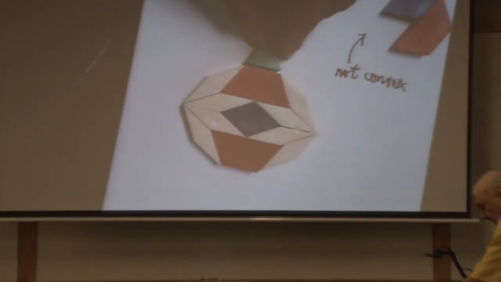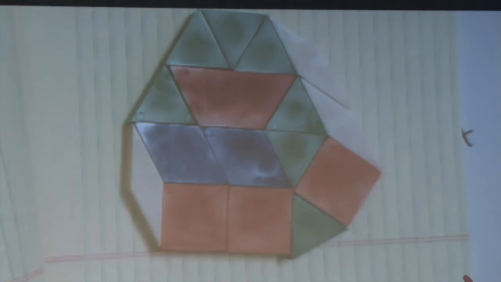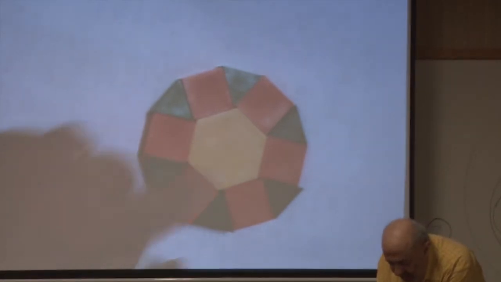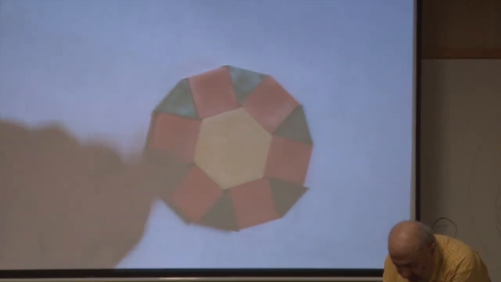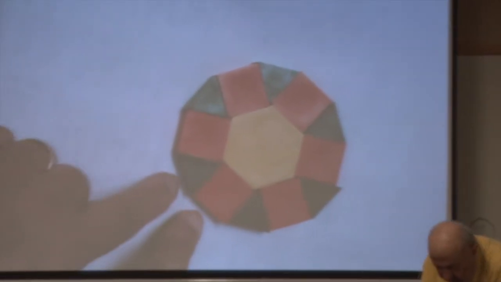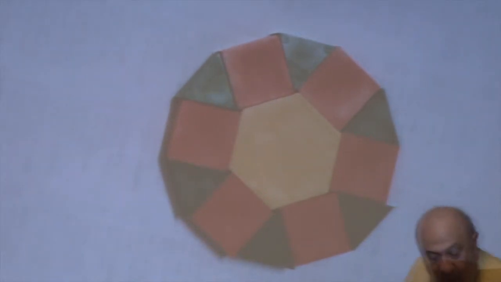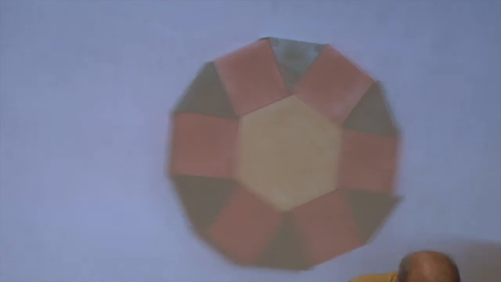No, that's not convex. So 9 gone, convex, 12 gone. See the hexagon in the middle, and then there's 6 sides times 2. So it's a nice dodecagon. We will return to the dodecagon in a bit.